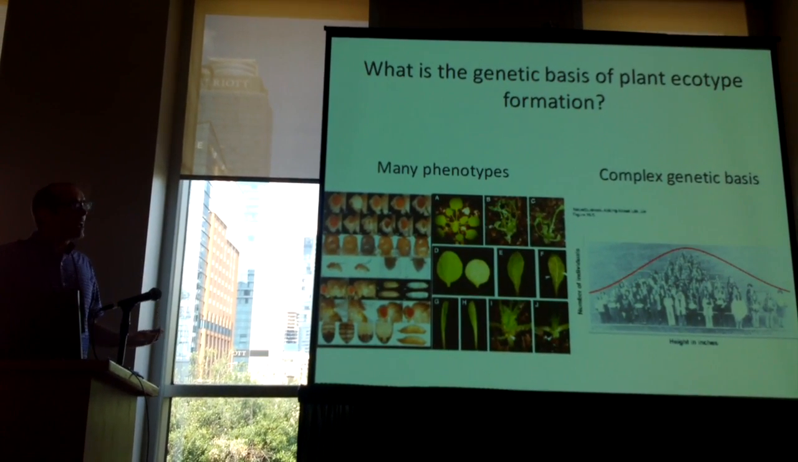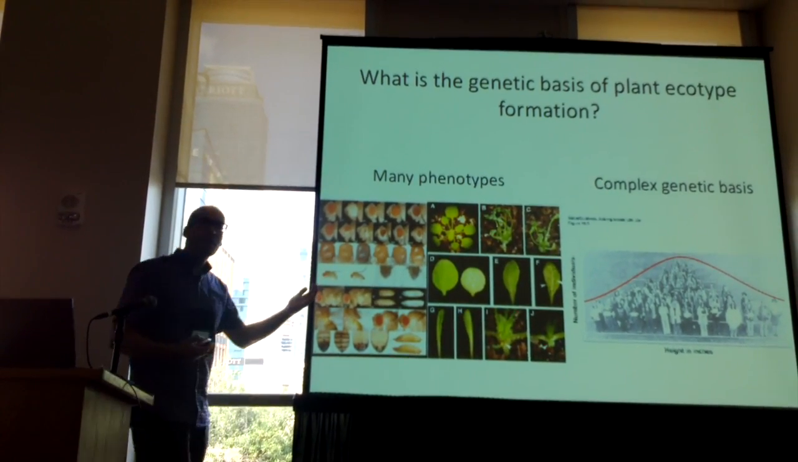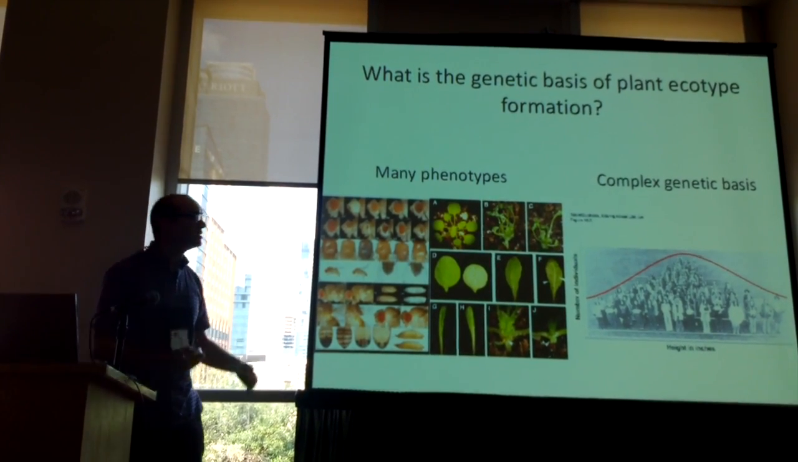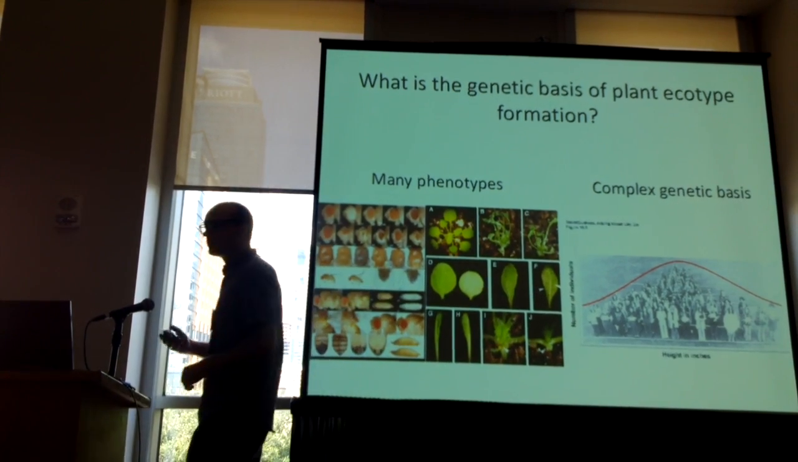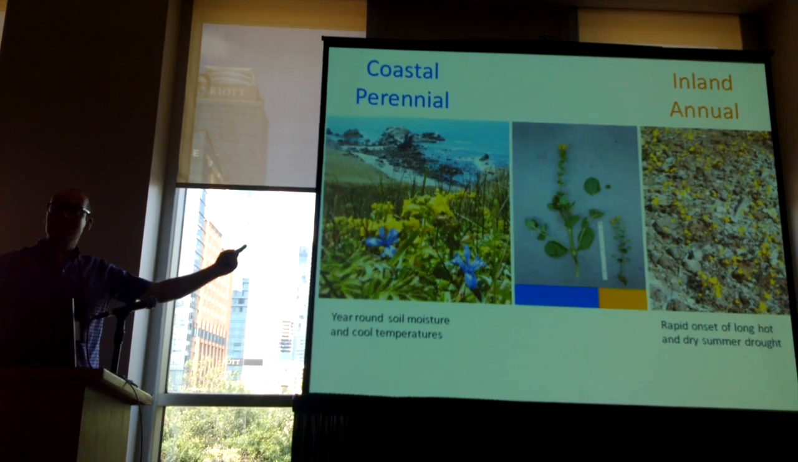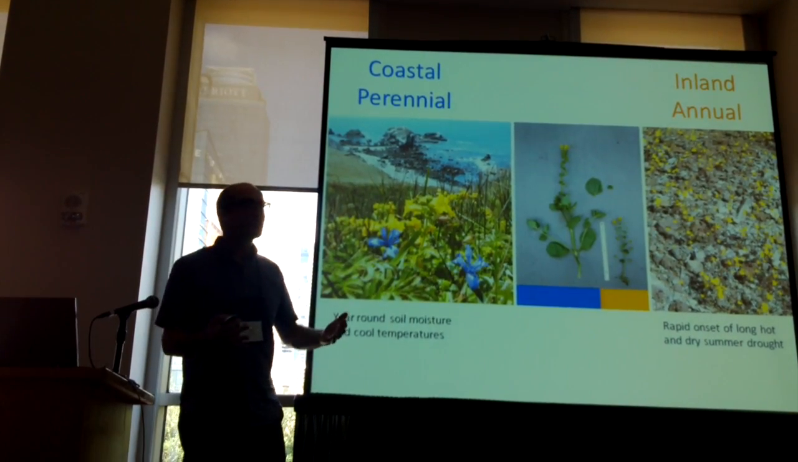So how do we get at the genetic basis of this plant ecotype formation? There are a lot of different phenotypes, including this prostrate structure, but there are all kinds of other adaptations, and each one of these probably has a complex genetic basis. So I think what we want to do is use genomics. Now the system that I'm going to talk to you about today is the yellow monkey flower, my favorite system.